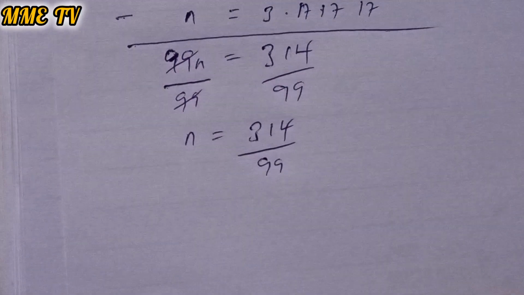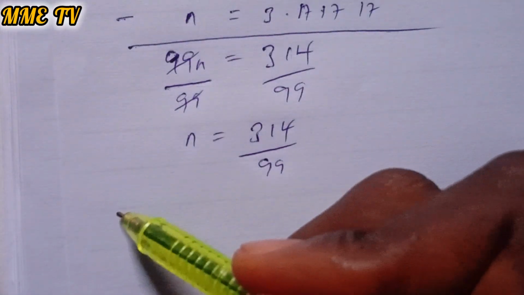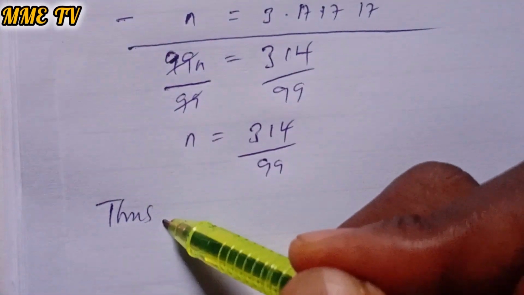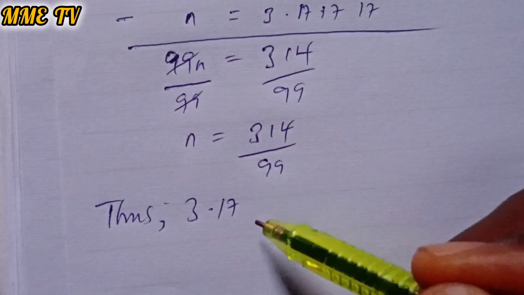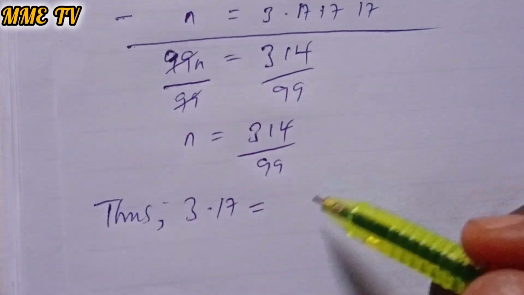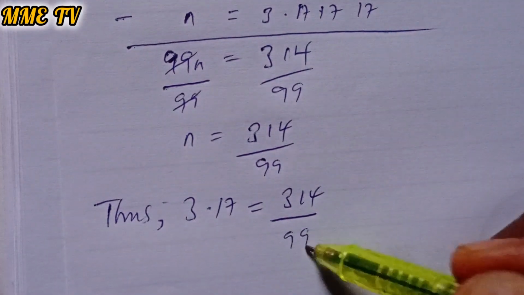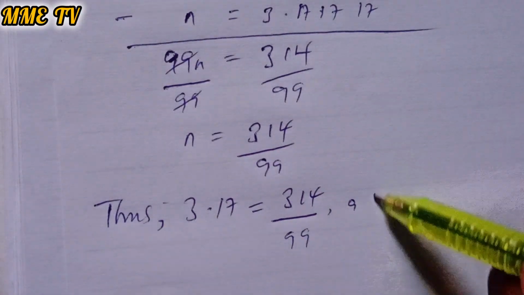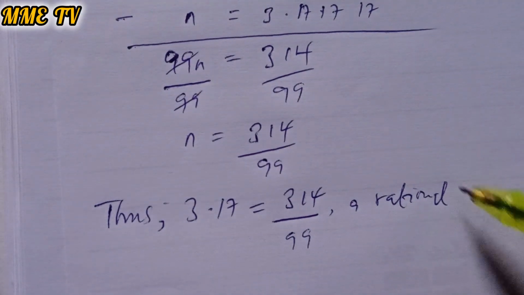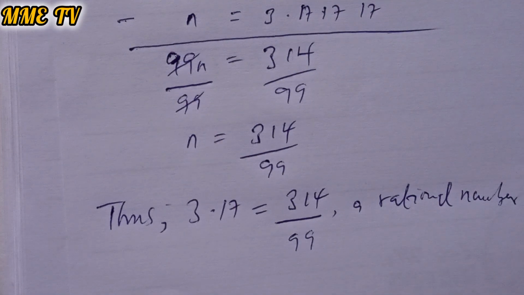Thus 3.17, converting it to a rational number, becomes 314 over 99, which is now a rational number. That's very simple.